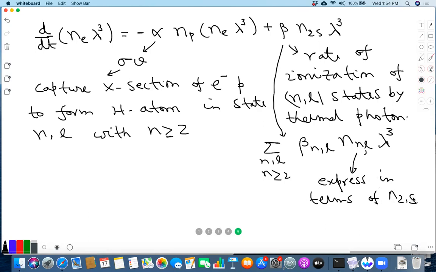So it's proportional to n_2S, so you can take the n_2S outside, and whatever is left in the sum, other than the λ³, which I have explicitly written, I'm calling beta. So that's what beta represents. This is a shorthand way of writing this expression. We can write n_nl in terms of n_2S, that's what this is reflecting. So yes, go ahead, please.